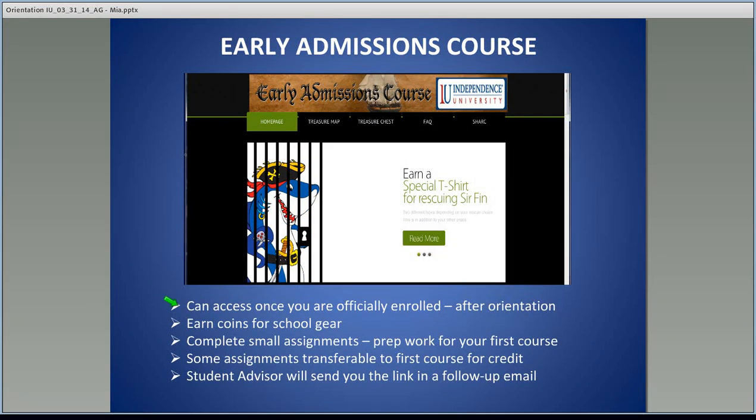So now that you've completed this orientation, as soon as you send your questions and answers in an email, then you'll be signed up for the early admissions course. The early admissions course is an opportunity for you to earn coins for school gear by completing small assignments, which are all prep work for your first class. Now, some of these assignments are actually transferable to your first course for credit, and your student advisor will send you the link in a follow-up email. So once again, make sure that you save all of the assignments you complete so that you can transfer them to your first course, the ones that are applicable.